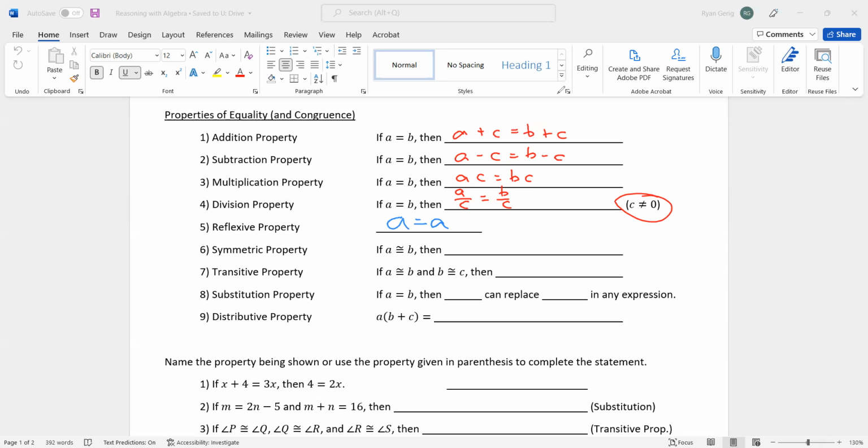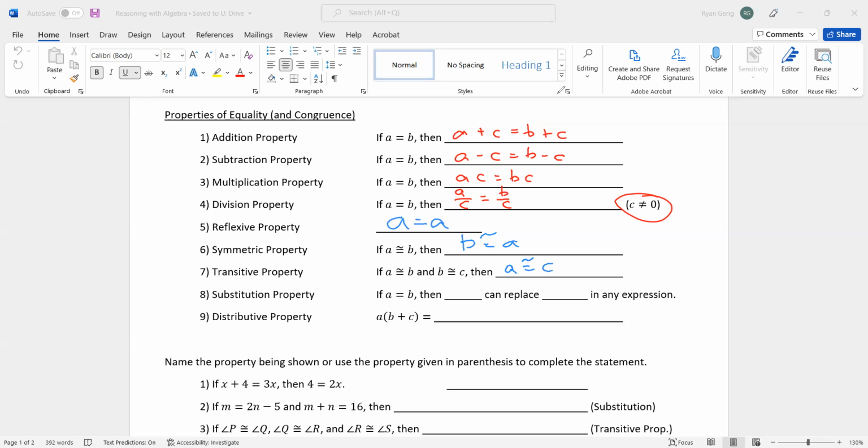So if A is congruent to B, then B is congruent to A. So what that's saying is if I don't know, 2x plus 5 equals 12, then I can flip that around and say 12 equals 2x plus 5. I can swap the two sides. That's the symmetric property. The transitive property says if A is congruent to B and B is congruent to C, then I can conclude that the first one is congruent to the last one.